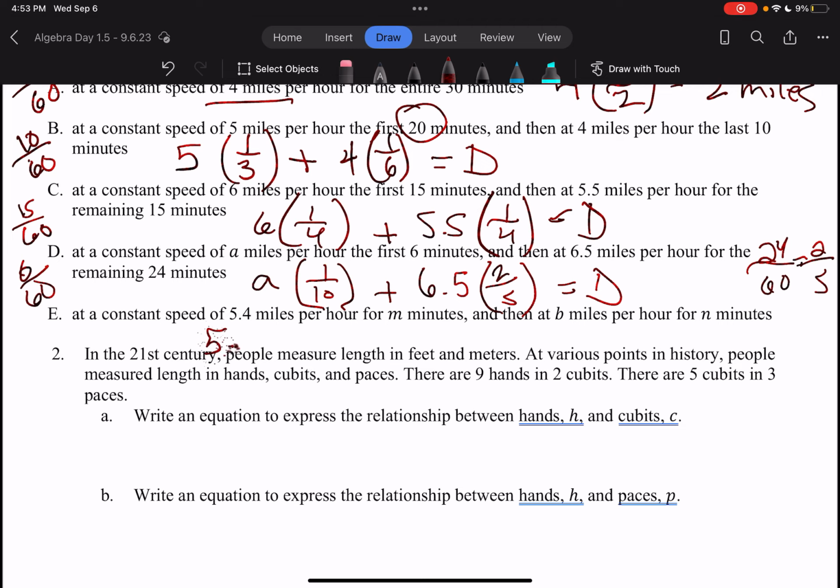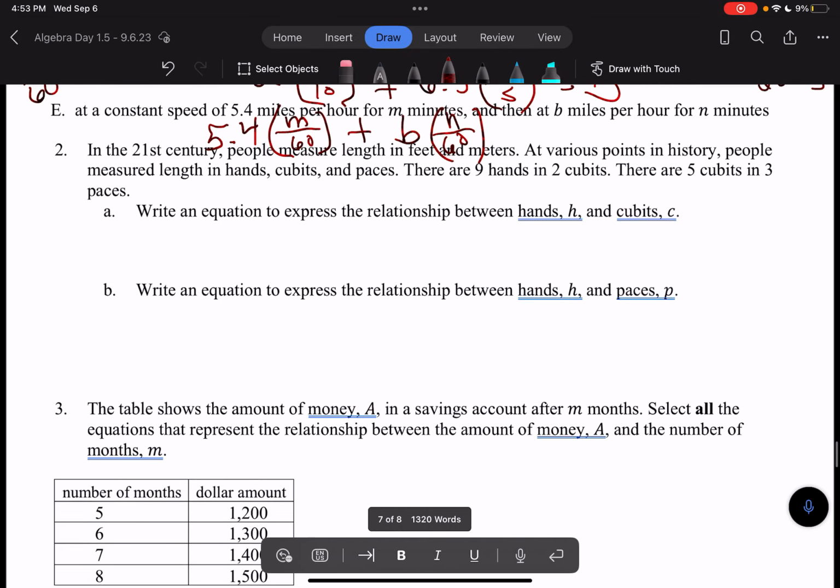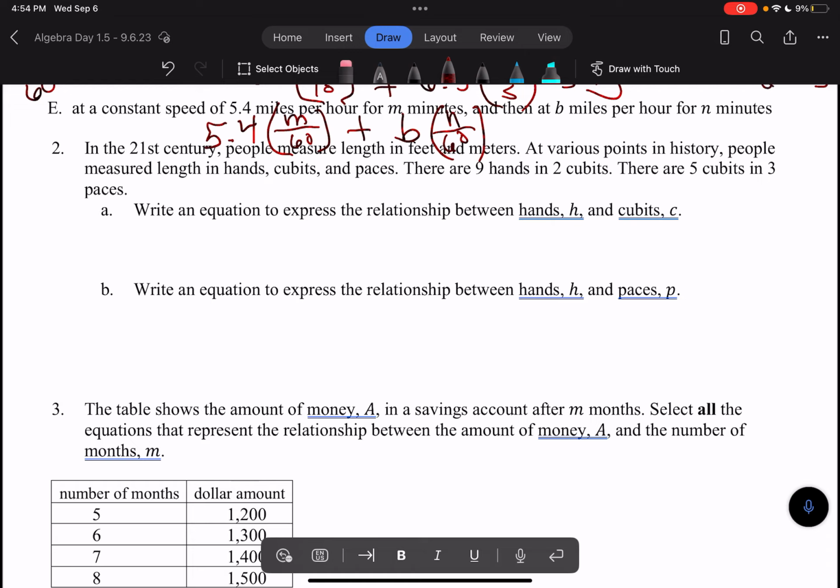All right, the last one is going to have you replace things with some variables. So 5.4 miles per hour for m minutes, so that would be m out of 60 gives us our hours, plus b miles per hour for n out of 60 minutes. All right, now this problem is mostly making sure that you're converting from minutes to hours, which is super important. All right, our next question.